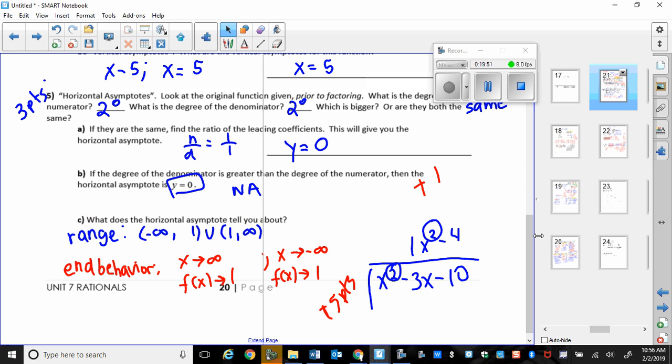factor, make sure you know what poles look like. Make sure you can see horizontal asymptotes. You know the difference between the different types of horizontal asymptotes. Make sure that you're able to answer question C. And then on the back, graphical characteristics will be on there, as well as being able to divide two polynomials.